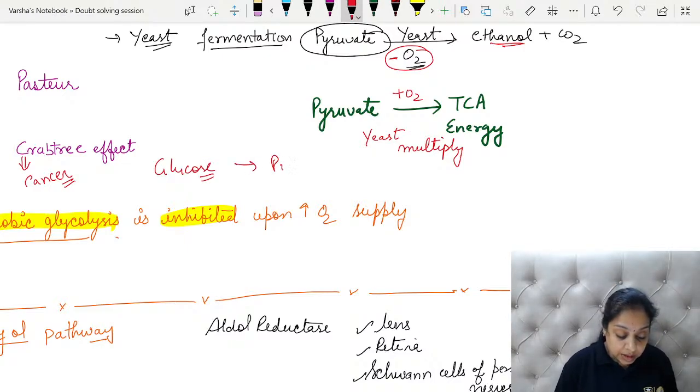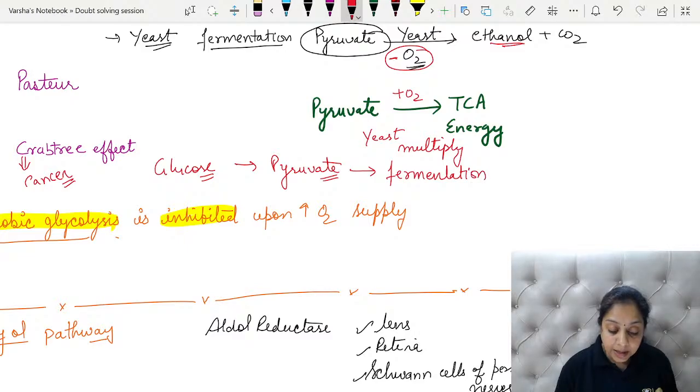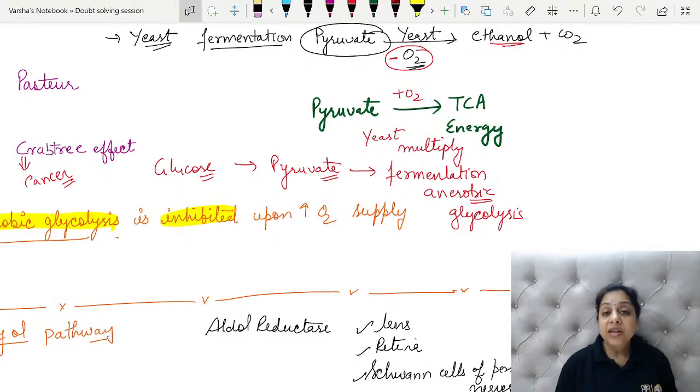And that glucose is converted into pyruvate, right? And that pyruvate, Crabtree said, is going to undergo kind of a fermentation kind of a process, that is anaerobic glycolysis जायेगा, right? Similar to the one yeast did, and produced the ethanol. Similar kind of phenomenon happens in the cancer cells, right? In the presence of oxygen. But when the oxygen supply is being increased, then the aerobic glycolysis is inhibited.